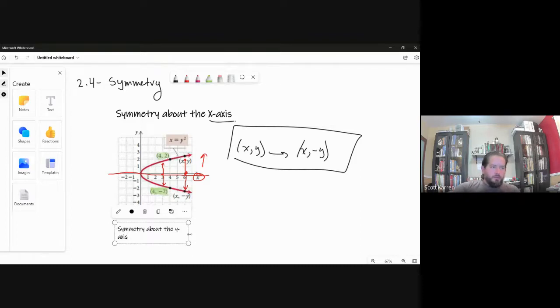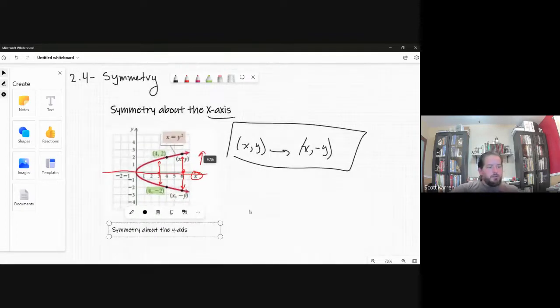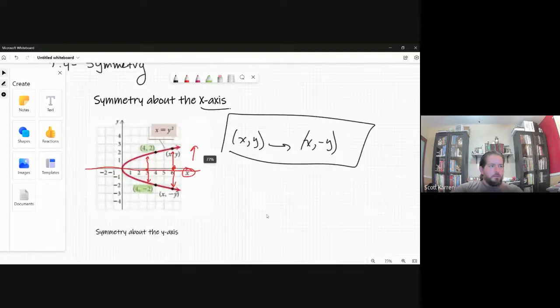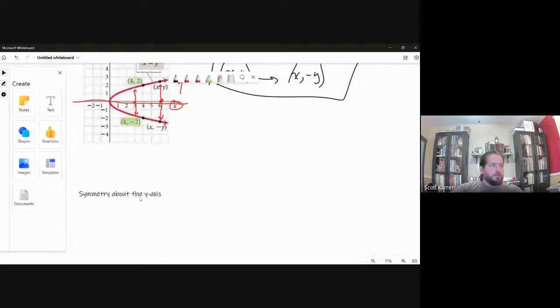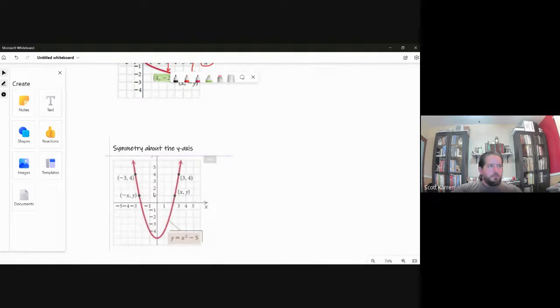We might also see symmetry about the y-axis, and that looks like this. Which, if we look at, I cut my y-axis off, but that's the y-axis right there. And if I cut it down there along the y-axis, the same story.